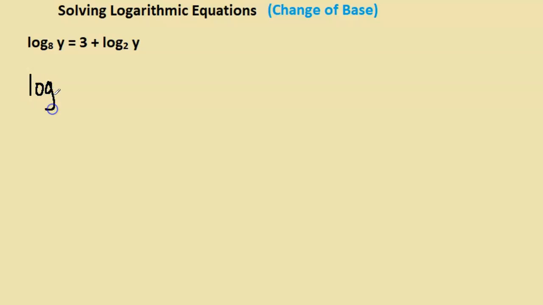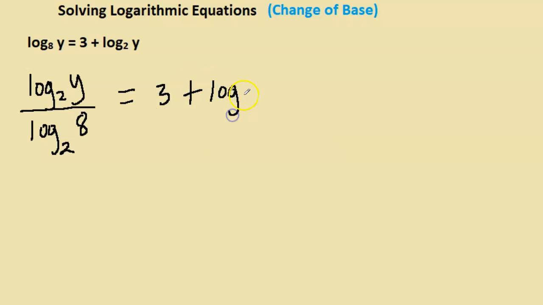So it's log, change it to base 2, but I have to divide by log, change it to base 2, and then I'm logging the old base, right? Which was 8. And this is equal to 3 plus log y base 2. Now, what's the value of the denominator here, log 8 base 2? You ask yourself, what power do we need to raise this base here to make it 8? So 2 to which power gives us 8? That's 3.